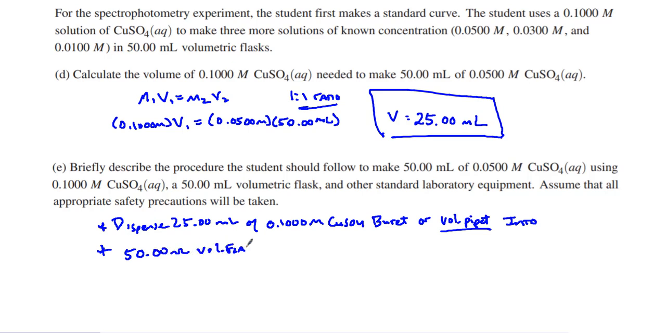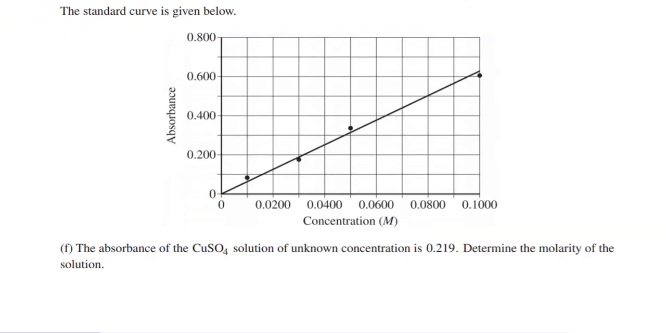The volumetric flask has one job in life. It's to measure to 50 milliliters. Then I'm going to fill to the volume with distilled water, DI water, and I'm going to mix well. And that is how we make any kind of dilution using those laboratory equipment. So let's continue on throughout this spectrophotometry problem.